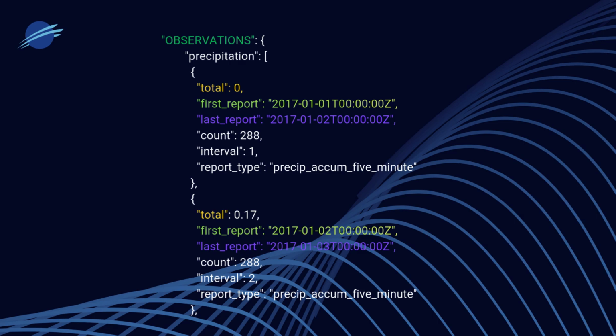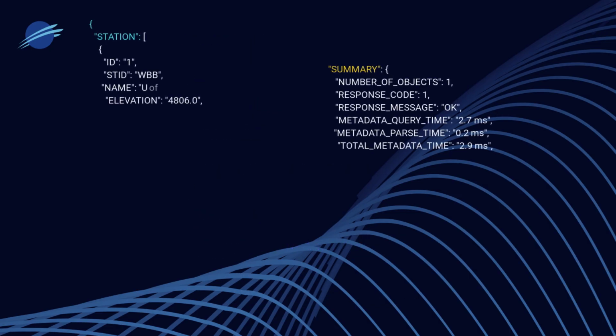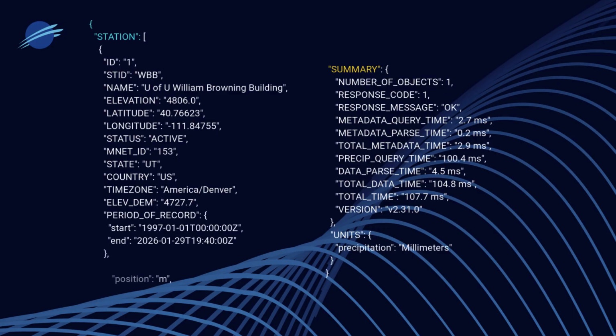Here we see the JSON output shows the daily precipitation at WBB during the period was 0 inches total precipitation on January 1st, 2017, and on January 2nd, 2017, total precipitation was 0.17 inches total. Beyond just the observations for precipitation totals in the period, the JSON provides the metadata, including first and last report times, and the number of sub-interval observations used to calculate the total precipitation for each day. Precipitation requests are ideal when you need summarized rainfall data over a period, making it easy to track trends, create charts, or analyze patterns in precipitation over time.